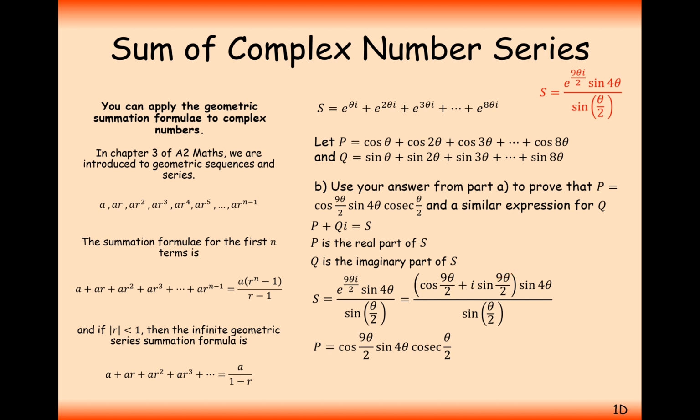And we can do exactly the same thing for q by just taking the imaginary part and ignoring the real part, and q will equal sine 9 theta over 2 sine 4 theta cosec theta over 2. So there we are, that's part B of this question done then.